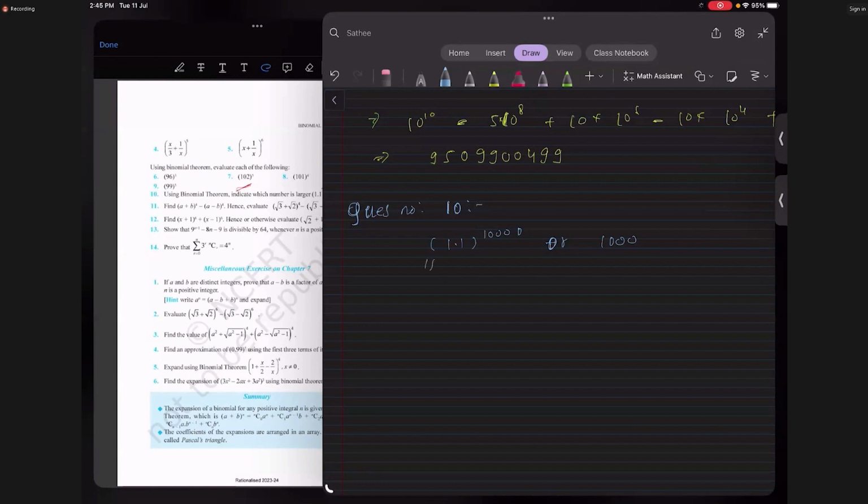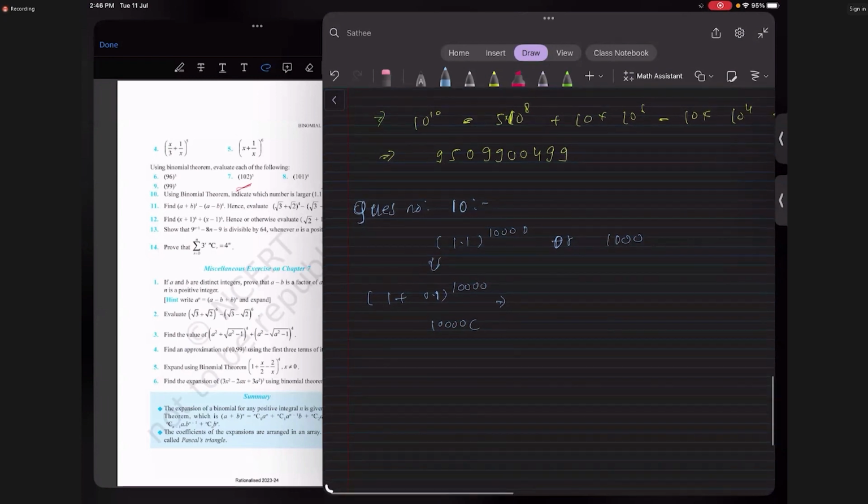Okay. So in this term you can write it as (1 plus 0.1) to the power 1,000. Okay, so this would be... if we write this expansion in a reverse order, so this would be 10,000 C... 10,000 into... okay, let's write in a normal order only.